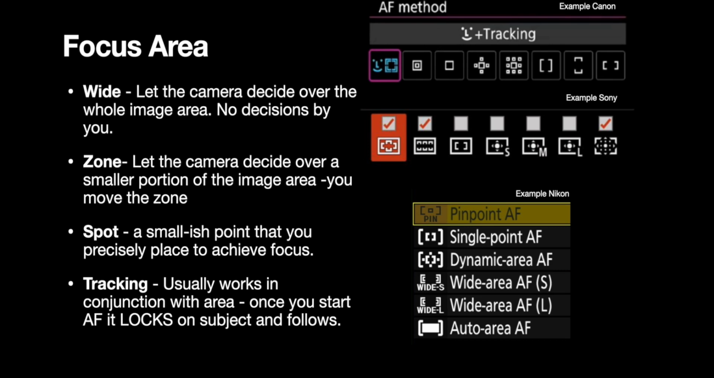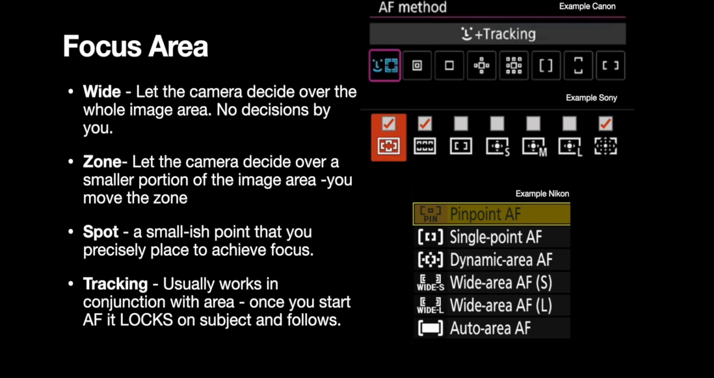In DSLRs, you're much more constrained towards the center of the image area often. Just something to keep in mind. Wide, there's no decisions by you. You're saying, look at everything in the frame, figure out where you should be focusing. Zone. This is letting the camera decide, but over a smaller portion of the image.